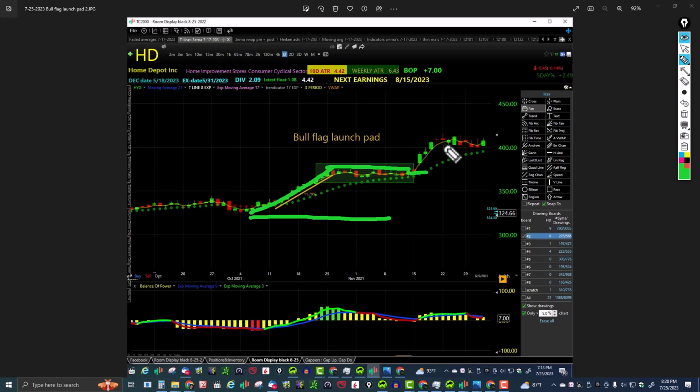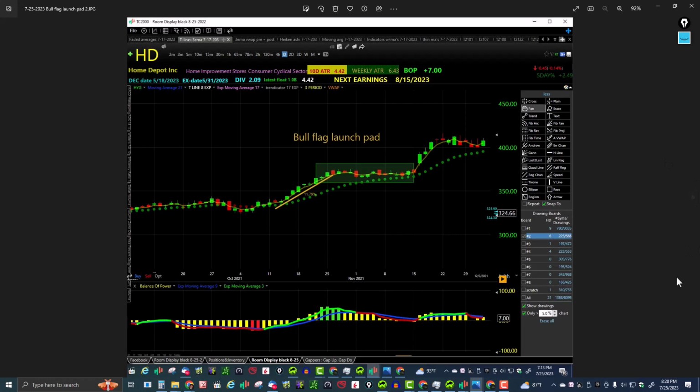And if you look, we've even got another launch pad being built right above it. So this breaks out from one bull flag launch pad straight into another bull flag launch pad right up over here. So these are some of the basic patterns you'll recognize and you'll run across. The lightning bolt, the launch pad. So let's try the next one.